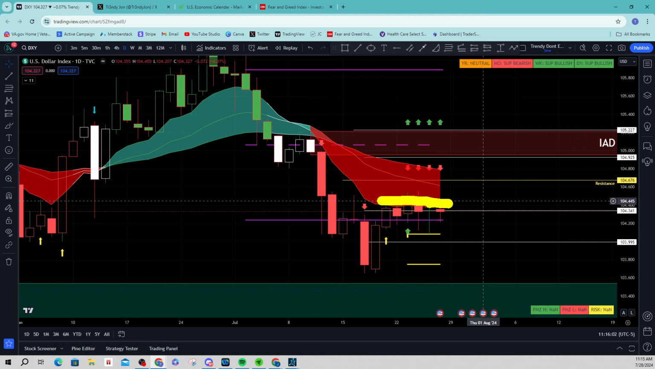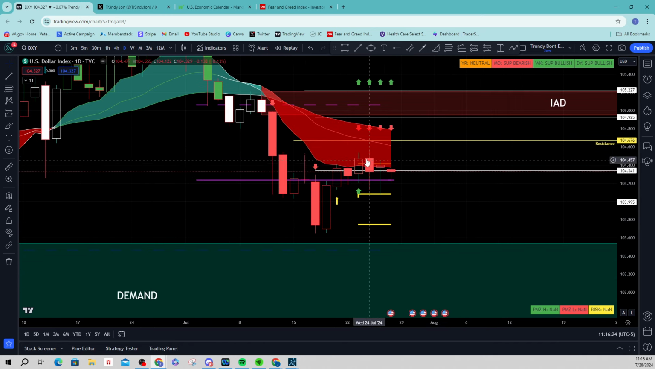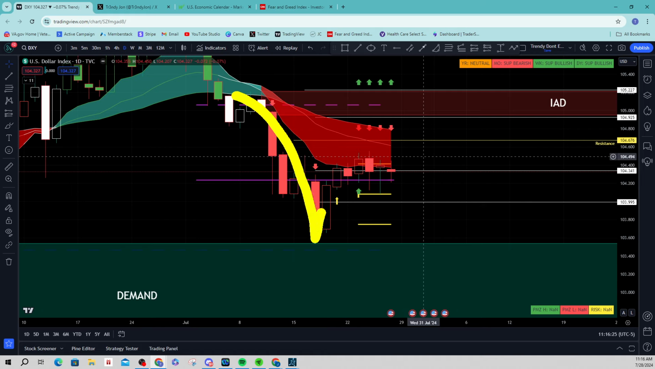We rejected. And what I'm saying is, I want you to be a little bit more cautious in the market if price starts to bid above the cloud. Right now, it is resistance until proven otherwise. And if it continues to be resistance, what you could see in the dollar is basically a H formation, and we'll come back down and test this demand here.